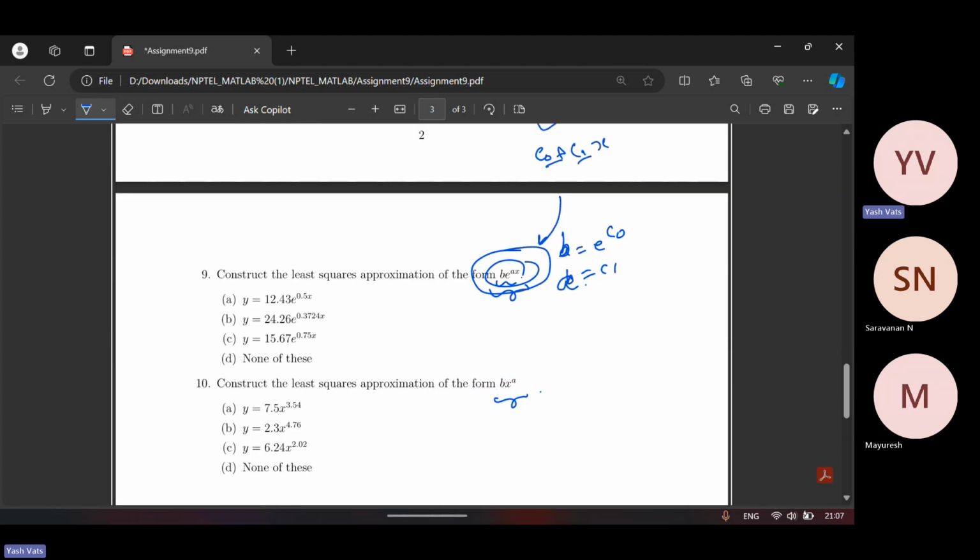And in this question, how will you do it? Bx to the power A? Here also the same way applies. We can take the same route. A log x, you know? But here you have log B plus A log x. Is it similar? No, it's not similar.